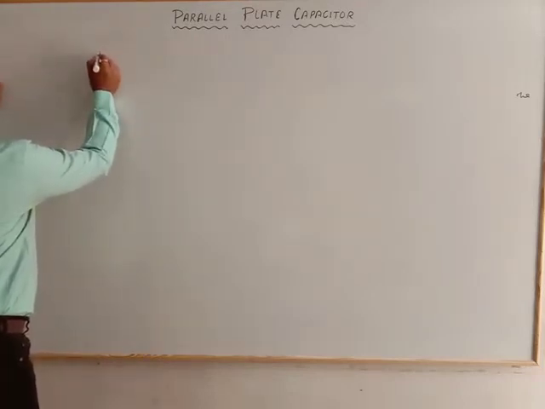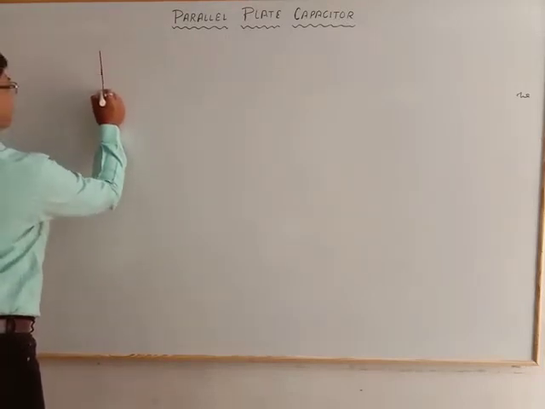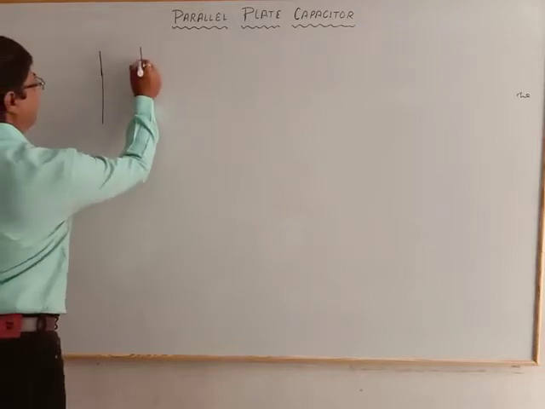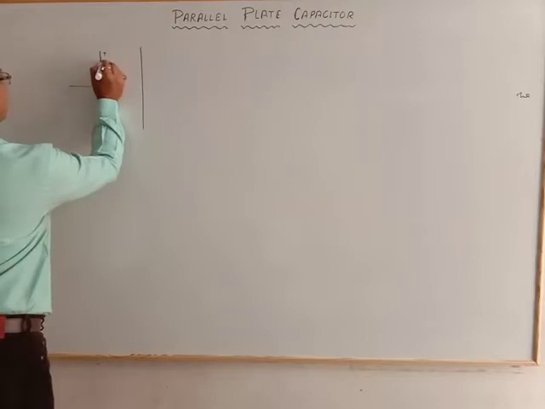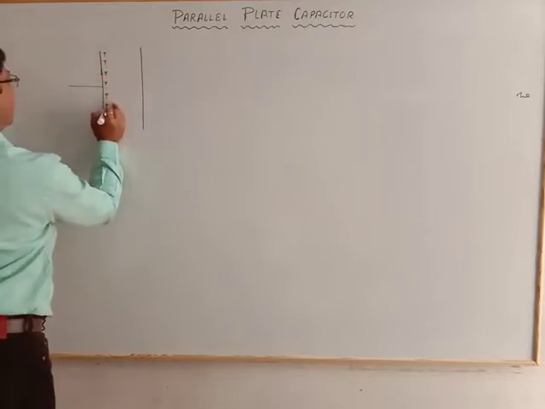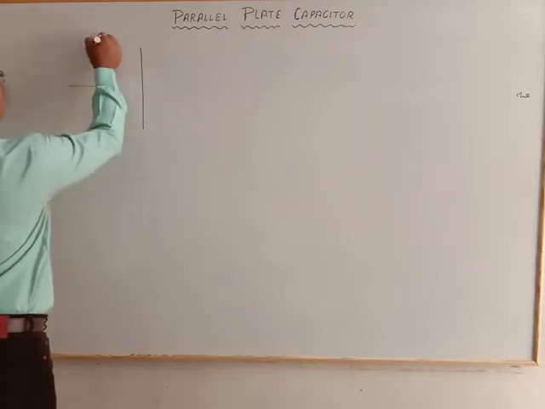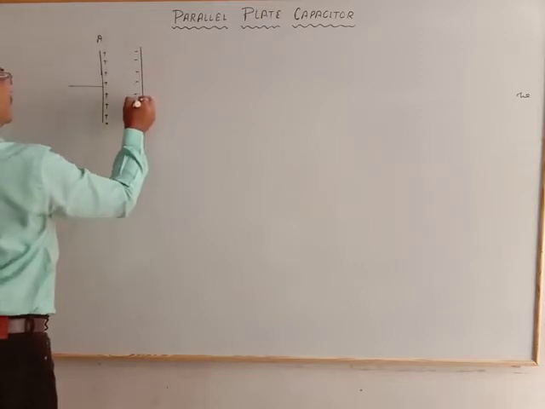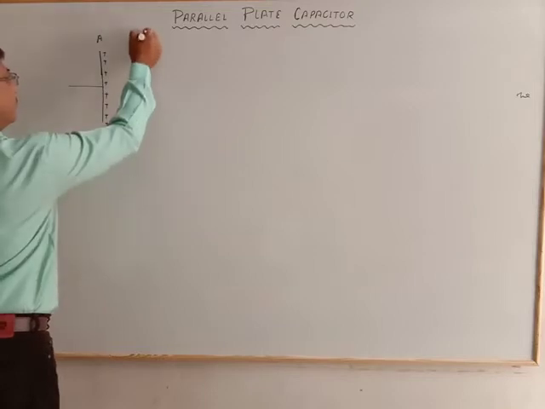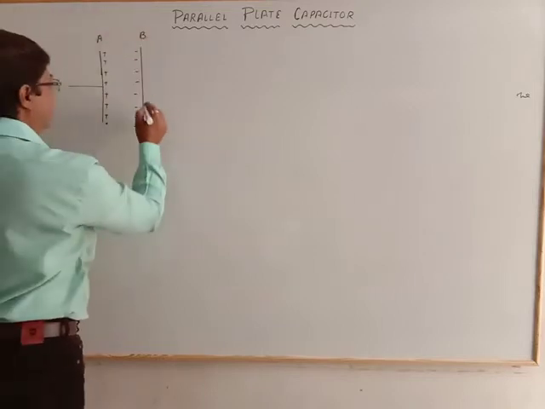This is the plate, and the charge is supplied, or charge is arranged in the plate A. The induced charge is in the plate B, which is earthed.